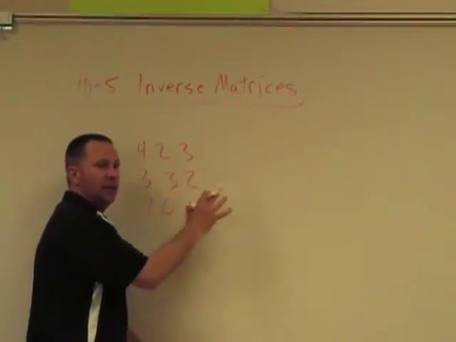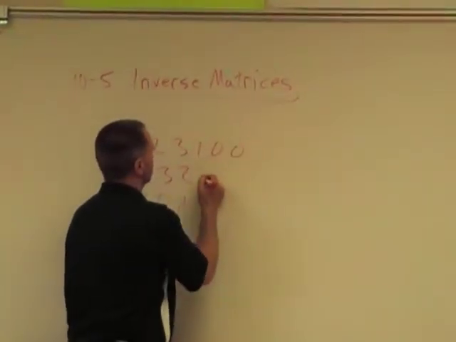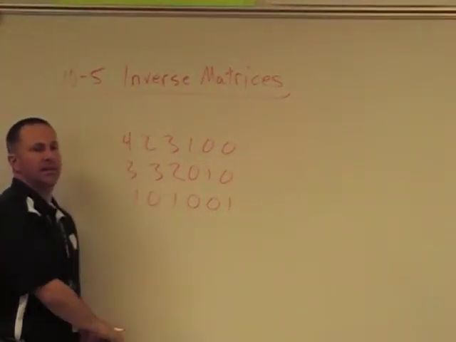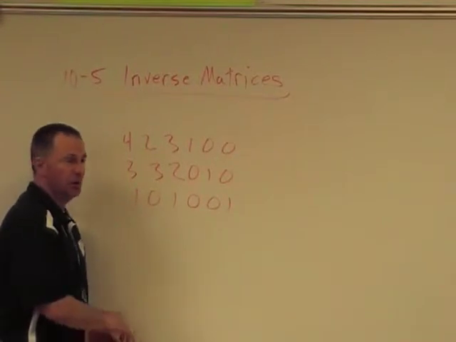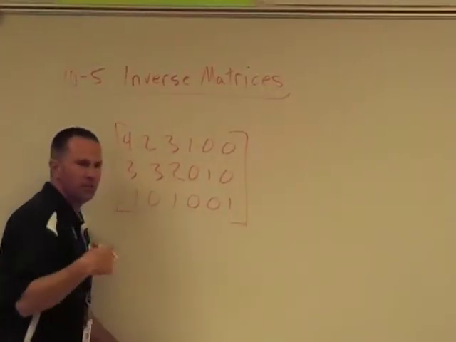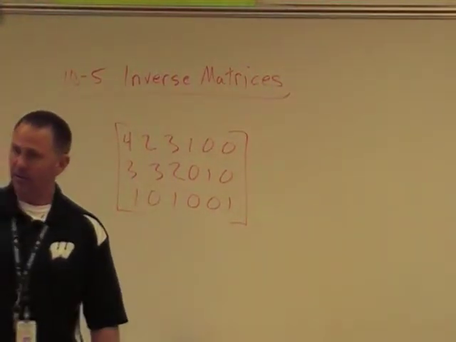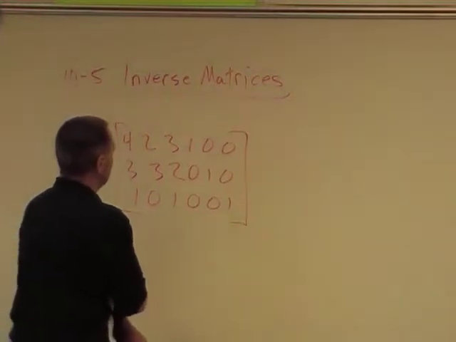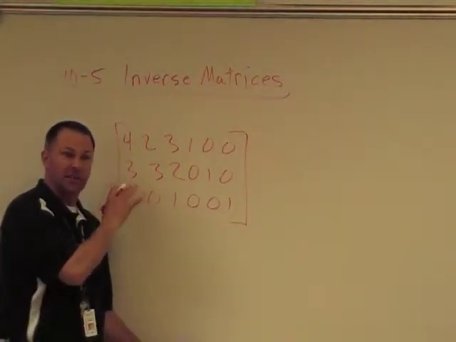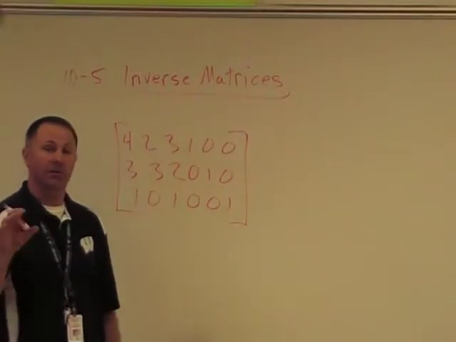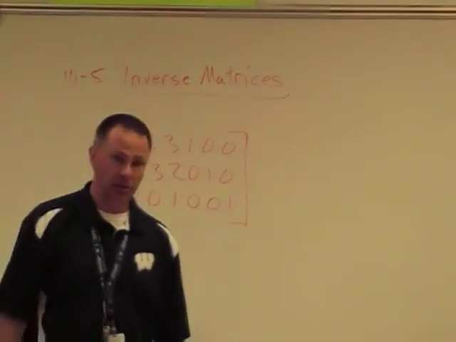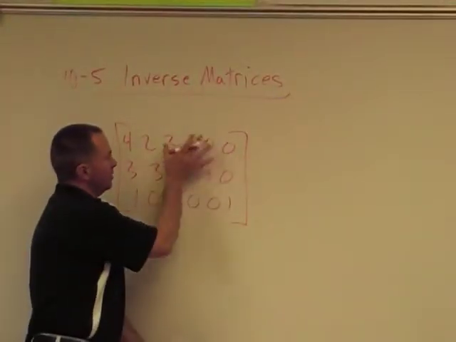Now I'm also going to add 3 more columns, and it's the identity matrix. So this is a 3 by 6 matrix, 3 rows, 6 columns. This is the process to find your inverse. Alright, so this is the same process you would use on a 4 by 4, a 5 by 5, a 6 by 6, a 7 by 7, any size square matrix. Okay? You would set up your identity matrix attached to this.